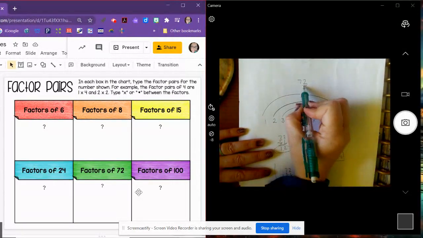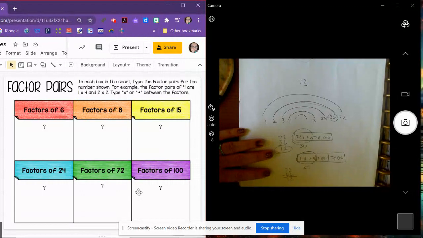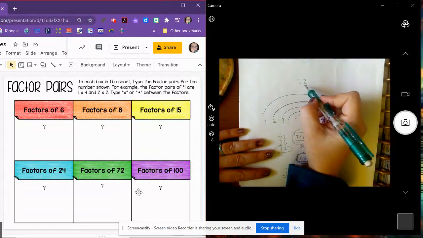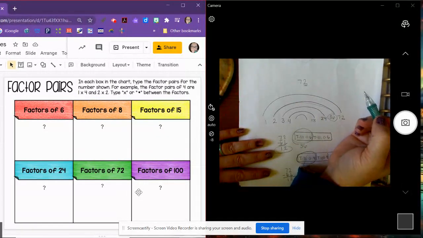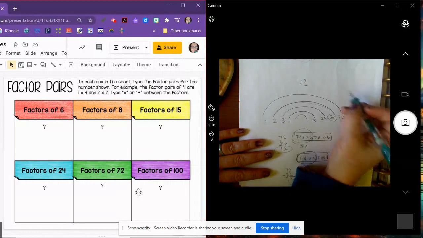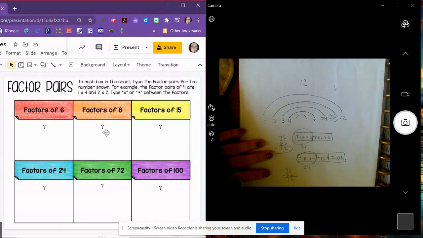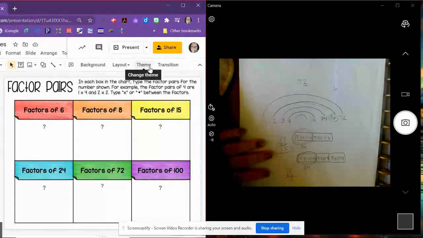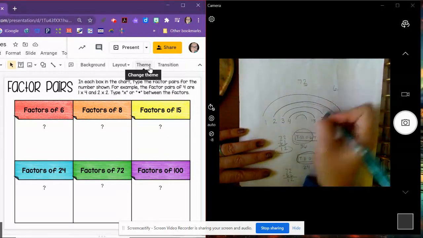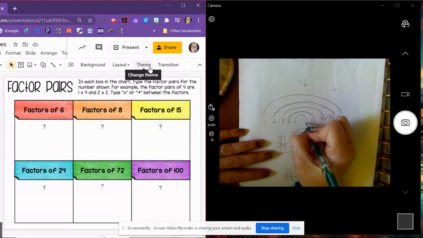5 can't be a factor because it doesn't end in 0 or 5. Right? And then 6, and you can probably use your multiplication chart at this point. So if you go to 6, use that multiplication chart that I shared with you guys, go to 6 and you go over to 72 and go up, you'll see that 6 times 12 is 72.